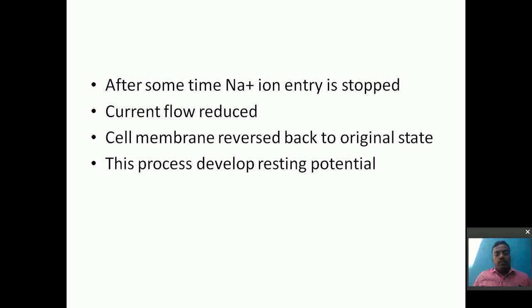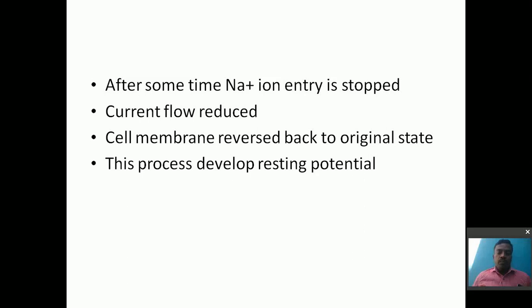Okay, so this movement happens, and after that it generates the action potential. After some time, the sodium ion entry is stopped. This process is not continuously executed; it is executed only for a particular time. So after some time the sodium ion entry is stopped, then the current flow is reduced, then the cell membrane's resistance increases, and it is reversed back to the original state.